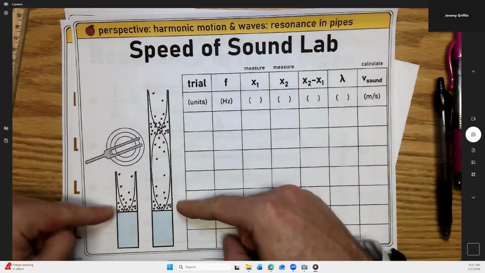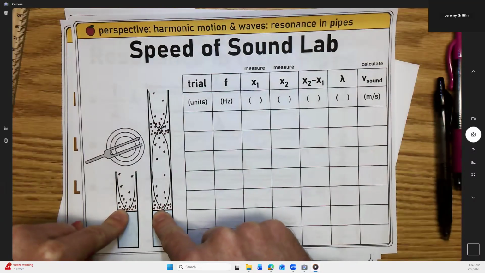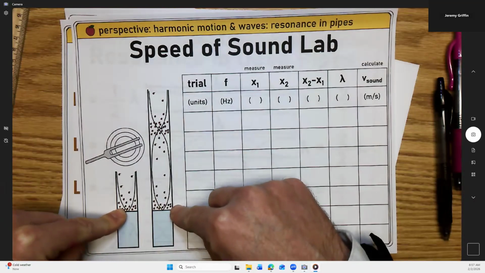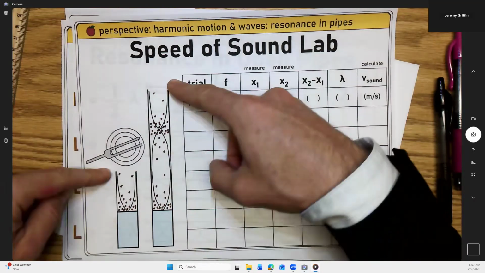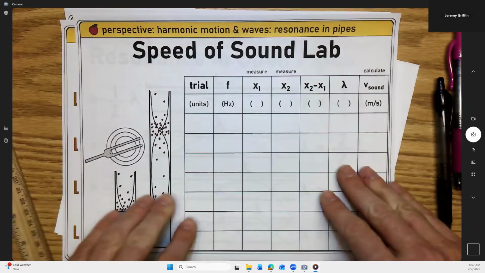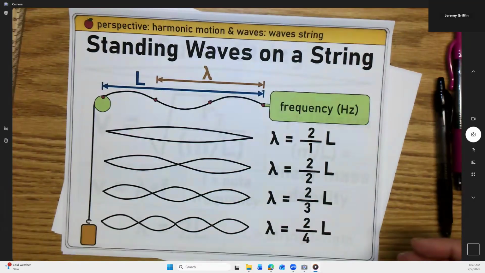What about right above the water level? Is that a high or low pressure point? That's a high pressure point, all bunched together. What about the open end? It's probably a low pressure point. You guys kind of see a pattern here. Okay, that might be useful at some point.